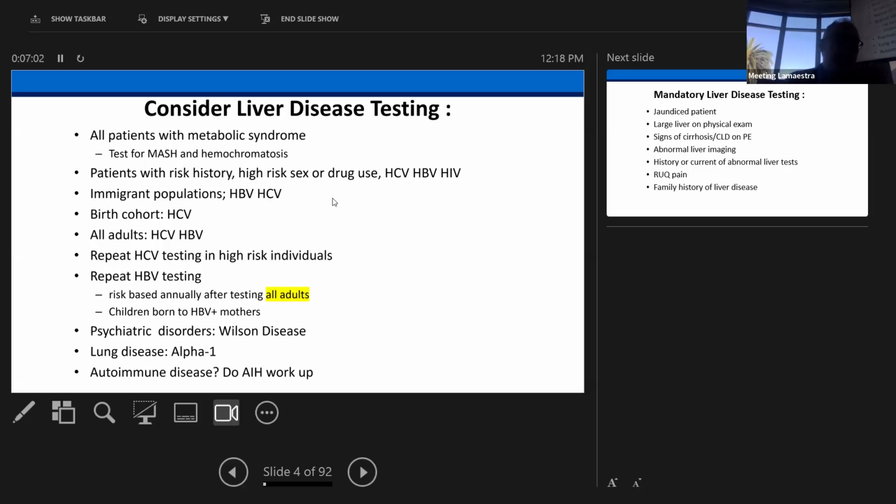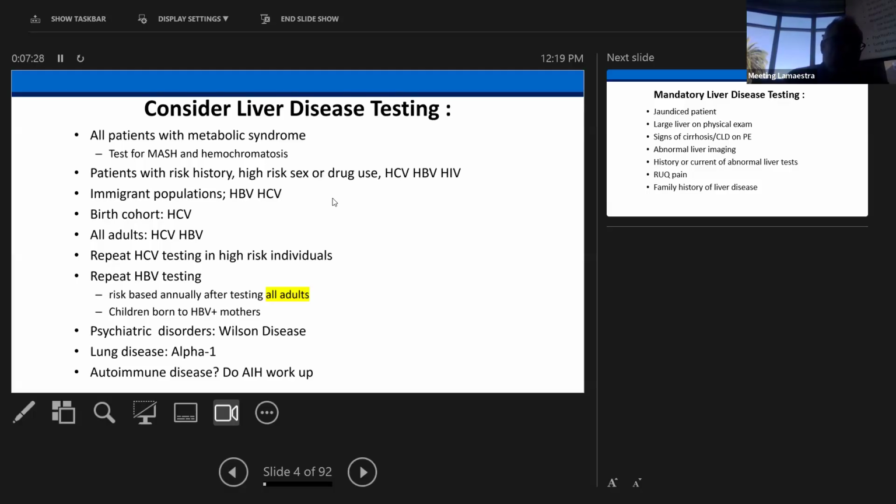Always take a risk history, because risk history really changes how often you do repeat testing and what repeat testing you do. Of course, immigrants are adults, so they get tested for ABC just like everybody else. The birth cohort for hepatitis C is out of date. I'm just putting it up here for discussion because we already said all adults get tested for ABC.